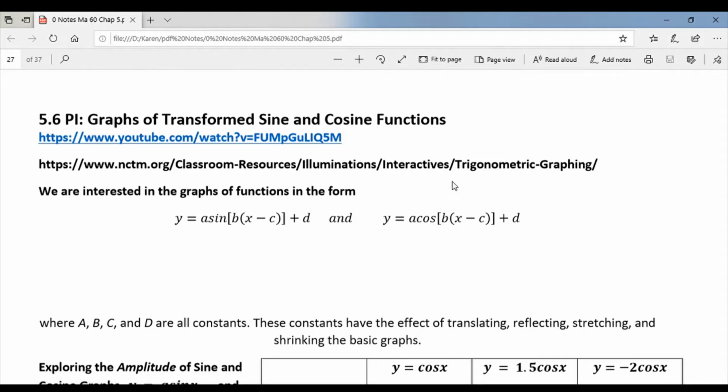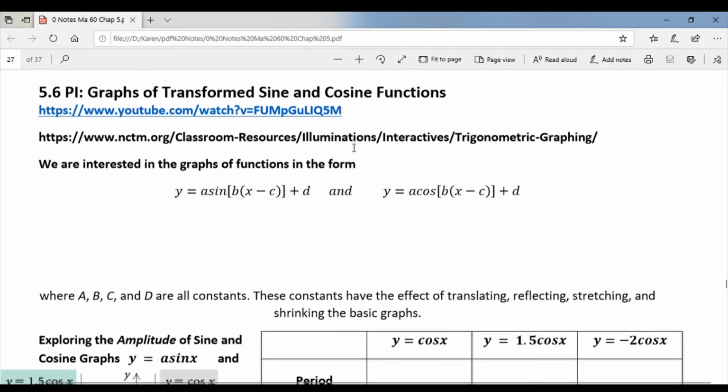Okay, so here we go with 5.6 part 1, which is transforming just sine and cosine functions. Again, you are not going to be responsible for transforming any of the tan, cotan, or reciprocal trig functions. So when we're looking at this, we are looking at transformations on sine and cosine, which are going to look very similar to each other.